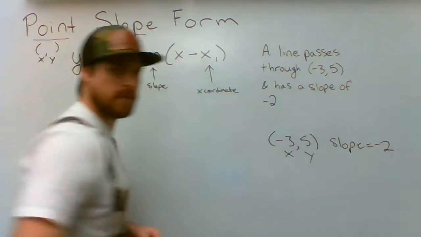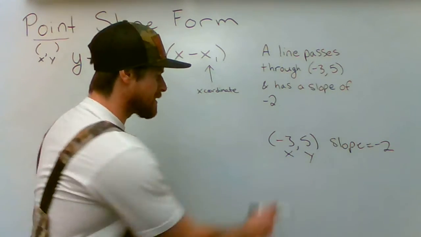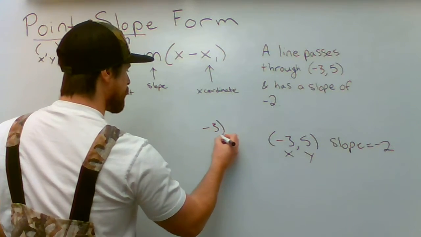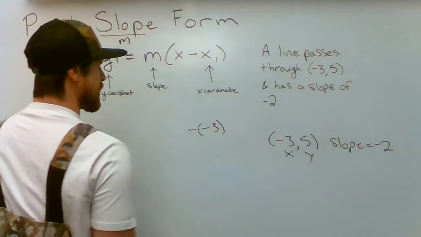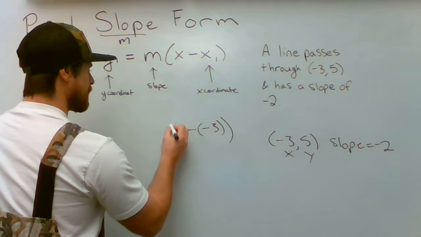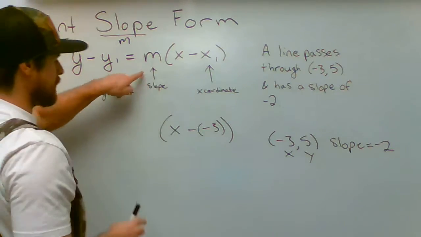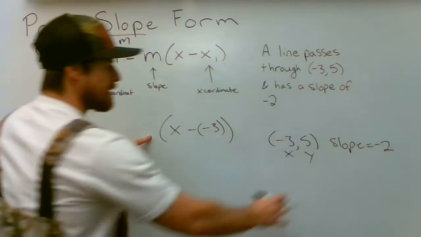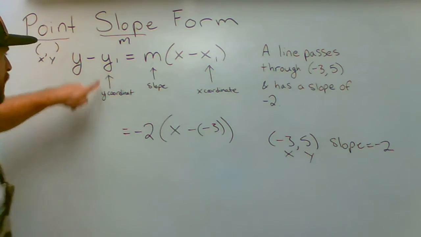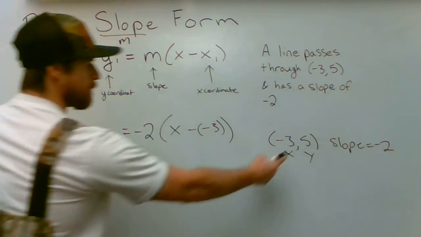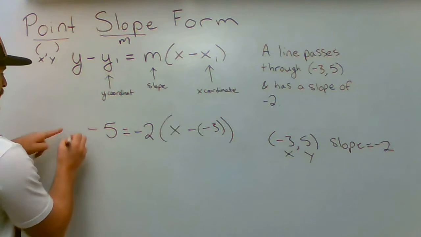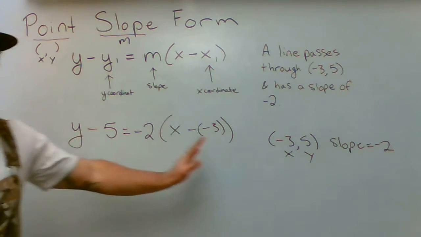negative 2. Okay? So I'm going to take my x coordinate and I'm going to put it right there. So that would be a negative 3. I'm going to put parentheses around it because I have a subtraction symbol right there. Bringing that subtraction symbol down, x goes right there. My slope is right here on the outside of the parentheses. My slope is negative 2. Equal sign, my y coordinate right there is going to go right here. My y coordinate was a 5. Subtraction symbol gets brought down, y gets brought down. So this right here would be my equation.